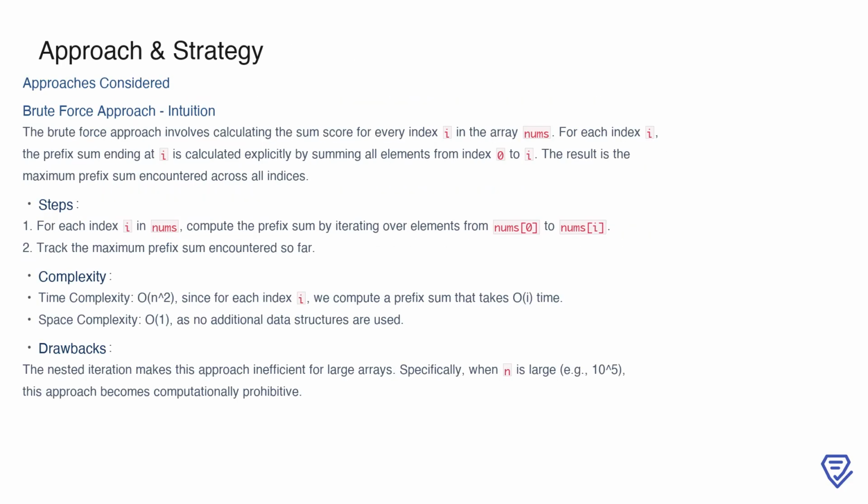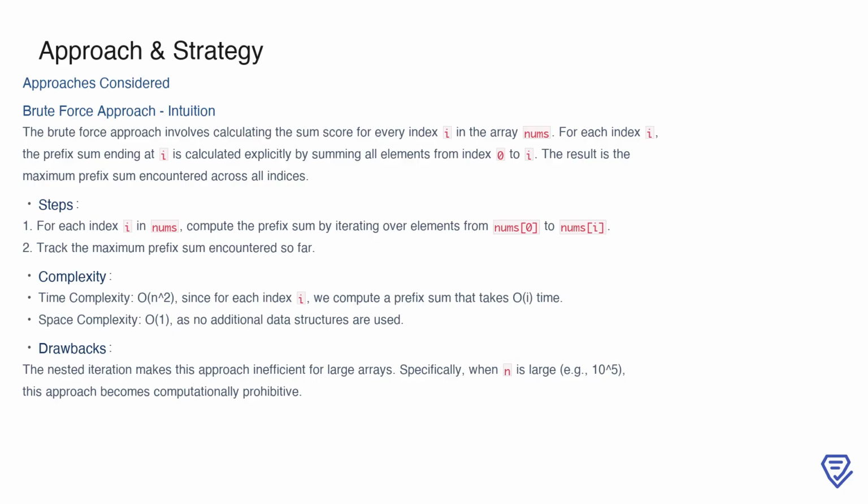To approach this problem, we first consider the brute force method. The intuition here is straightforward. For every index in the array, we explicitly calculate the prefix sum by summing all the elements from the start of the array up to that index. As we compute these sums, we keep track of the maximum value encountered.